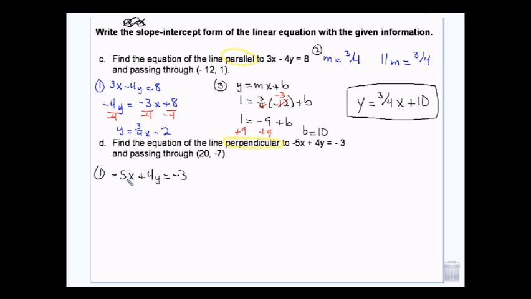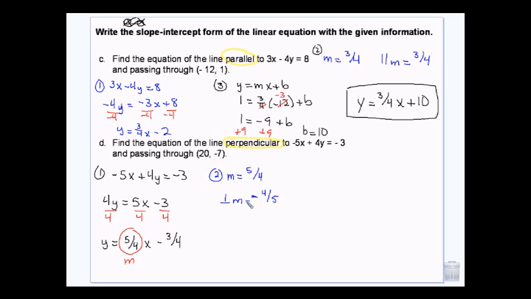Same thing again on my first step. I'm going to convert this into y equals mx plus b. Because the x was negative, it became positive. Divide everything by 4. And my slope is 5/4. So if m is 5/4, what is perpendicular to that? Negative. Yeah, don't forget the negative. They have to be opposite and flipped, so both.